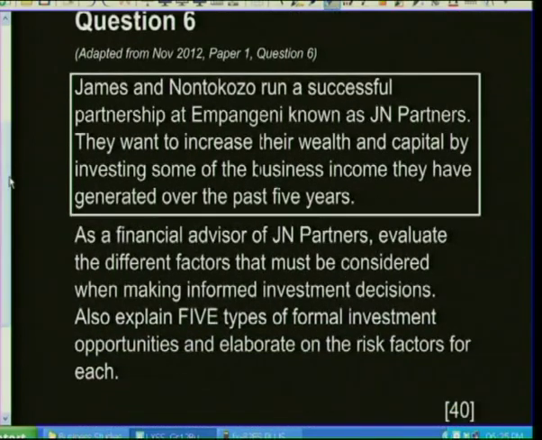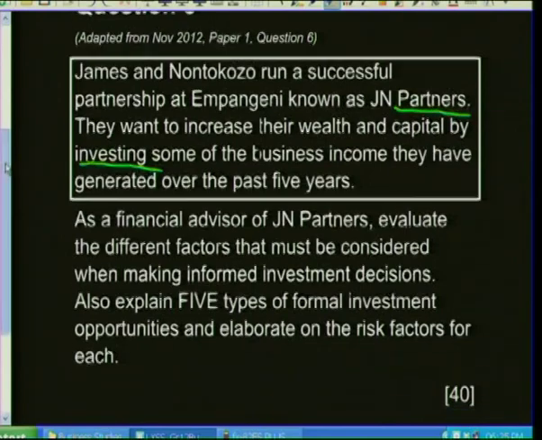James and Ntokoza run a successful partnership at Impangeni known as JN. Look at this very important one, JN Partners. They want to increase their wealth and capital by investing some of the business income they have generated over the past 5 years. Now let's see what they are asking.